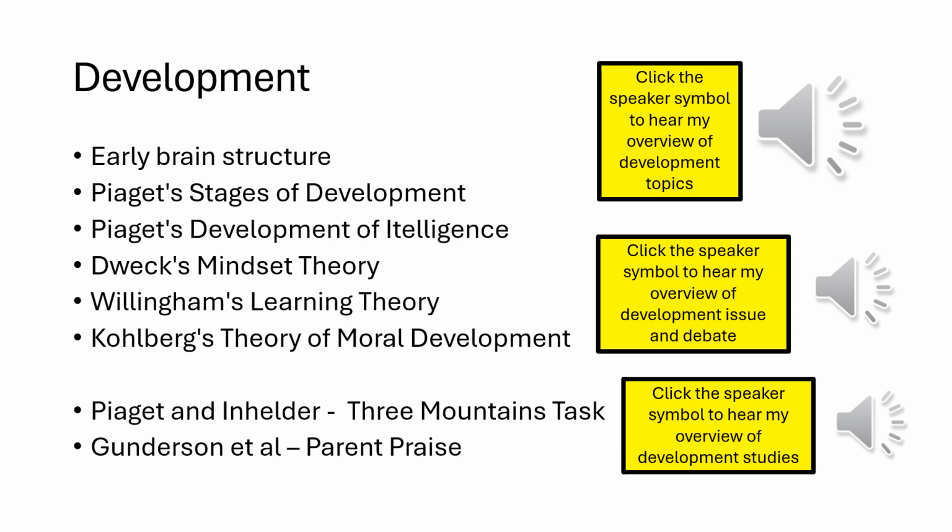Then we move on to Dweck's mindset theory, one that you will know quite well. So a growth and fixed mindset. So 2 or 3 characteristics of each. Remember, they're the opposite of each other, so that should help reduce down your knowledge and knowing the strengths and weaknesses of the theory. We've got Willingham's learning theory.